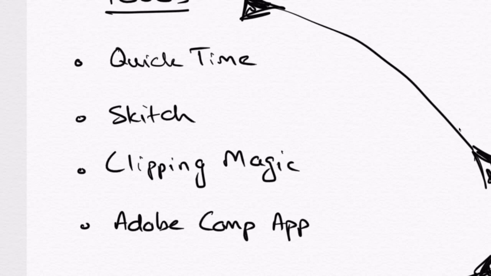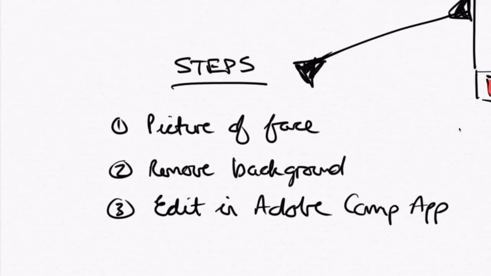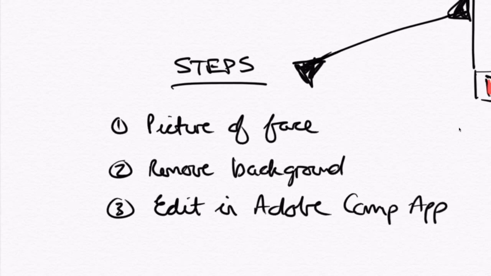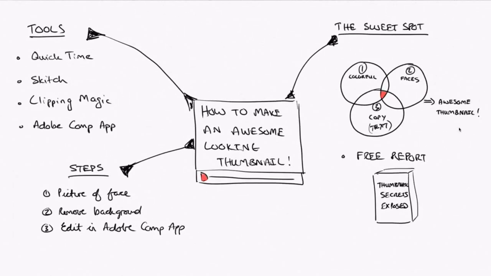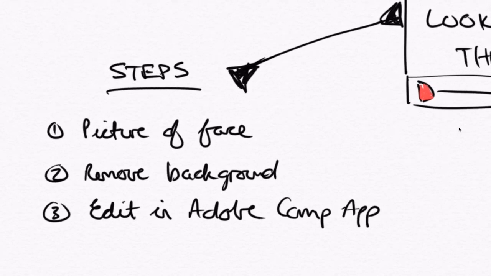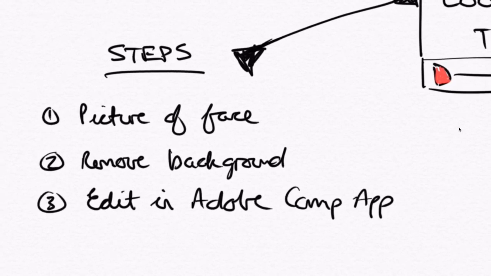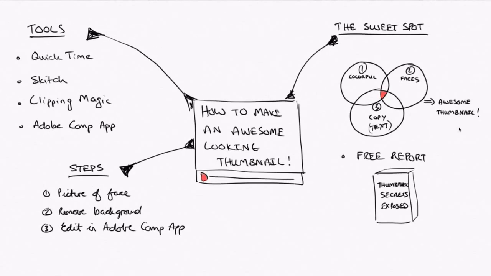So I'm going to show you on the screen now the steps that I go through. First of all, you take a picture of your face. I use 2 tools for that: QuickTime and Sketch, the first 2 tools that I showed here. I'll show you exactly in a second how that works. Step 2 is to remove the background of my face. And step 3 is to just get it all into the Adobe Comp app on my iPad, and then I edit it there, and once I'm done, I just upload it to YouTube. Very cool, very easy. All right, so the first thing is to take a picture of my face.